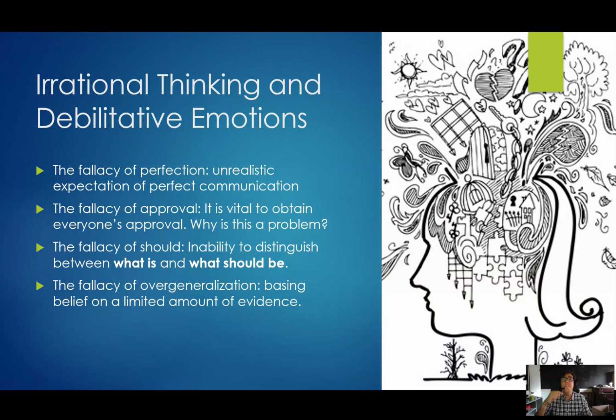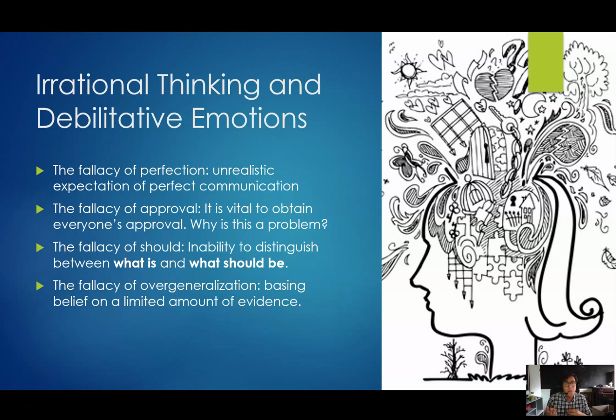One example of this is the fallacy of perfection, an unrealistic expectation of perfect communication, that we expect ourselves to be up here, and when we end up here, we feel bad about it. For example, I expect to win every single board game I play because I know that I'm really good at board games. But when someone eventually beats me, then I'm like, well, this is unfair. That's not how it should have been. And as a result, I feel bad.